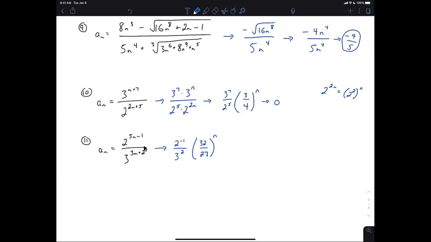Okay, just as a heads up, I'm splitting it like this: 2 to the -1 times 2 to the 5n. But 2 to the 5n is like 2 to the 5th, to the n, and that's 32. Same deal here, it's 3 squared and then 27 to the n, because 3 to the 3rd is 27. Now 32 over 27 is bigger than 1. So we have a positive constant times infinity. That goes to infinity, which means this diverges.